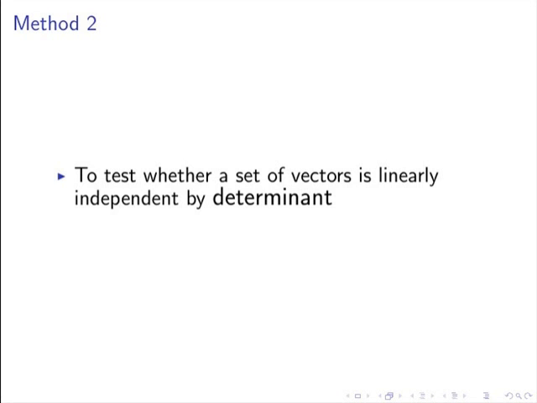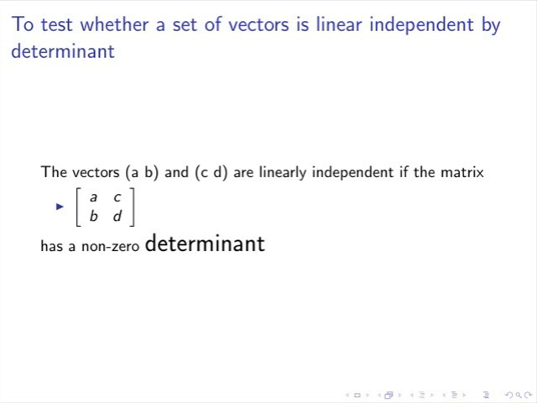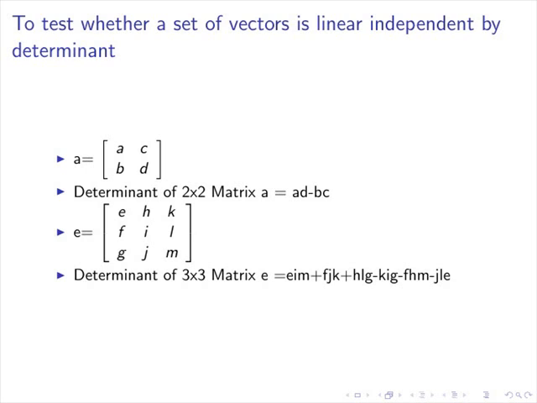After using vector span, we are going to use the determinant to find whether a set of vectors is linearly independent. Two vectors are linearly independent if the matrix combining these two vectors like this has a non-zero determinant. Here simply shows you how to calculate the determinant of a 2 times 2 or 3 times 3 matrix.